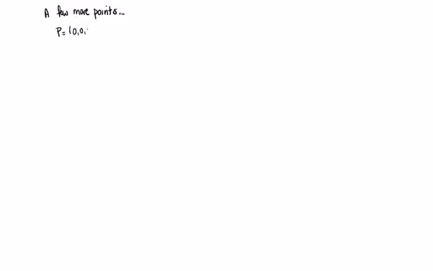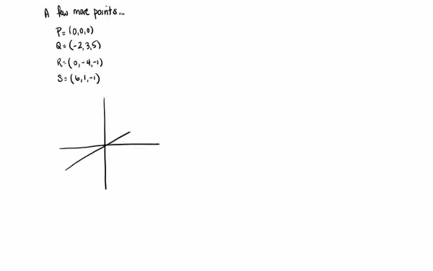We'll do the origin because it's an easy one. I'm going to give these capital letters so I can mark them nicely. Then we'll do Q, could be, say, -2, 3, 5. R will be, say, 0, -4, -1. And S could be, say, 6, 1, -1. To keep us from having to do too many pictures, I'll draw all of them together on one set of axes.